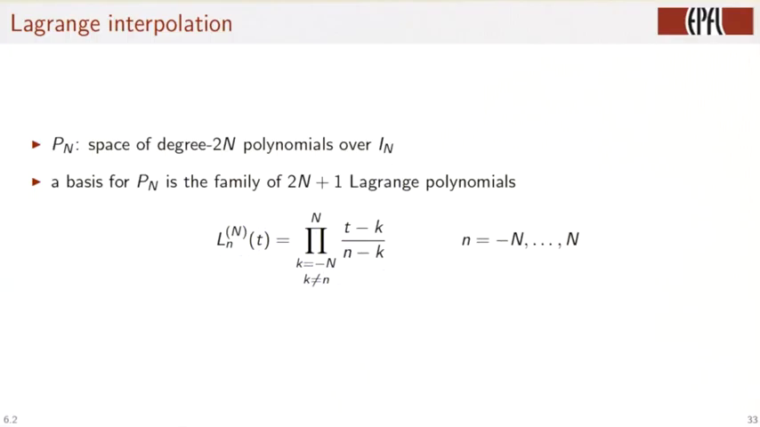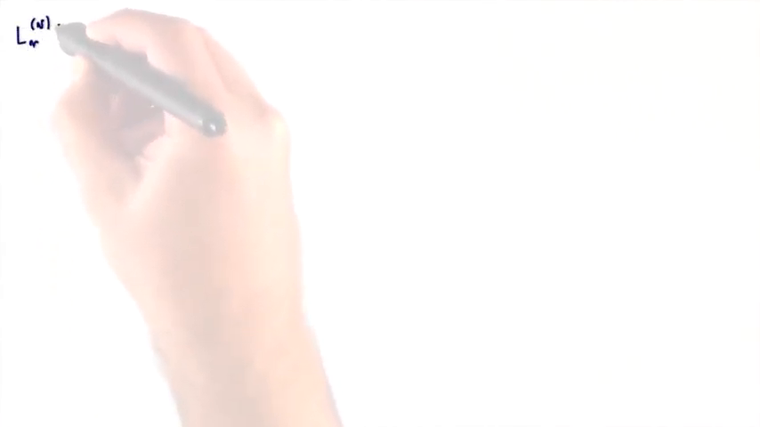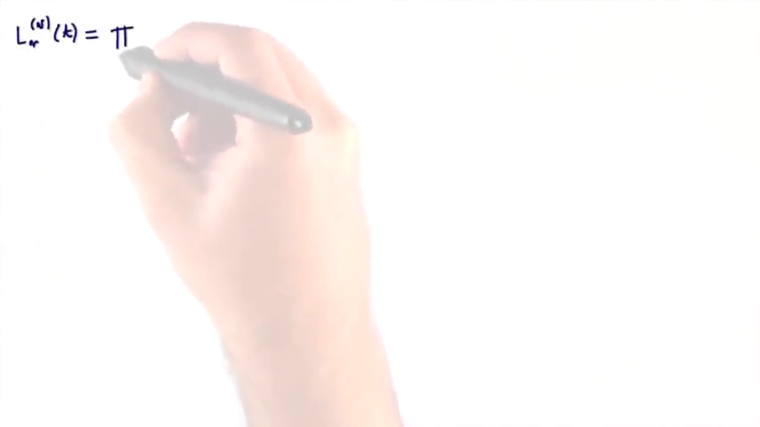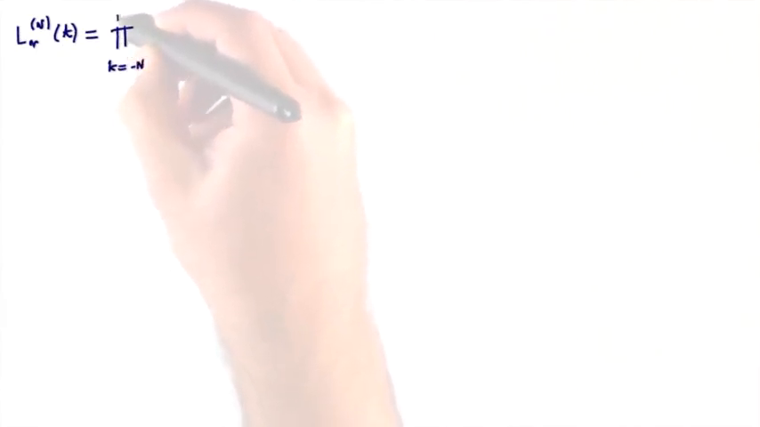Let us just do a small example, namely N equal to 1. So let's write the formula again. L_n(t) is this product with k going from minus N to capital N.